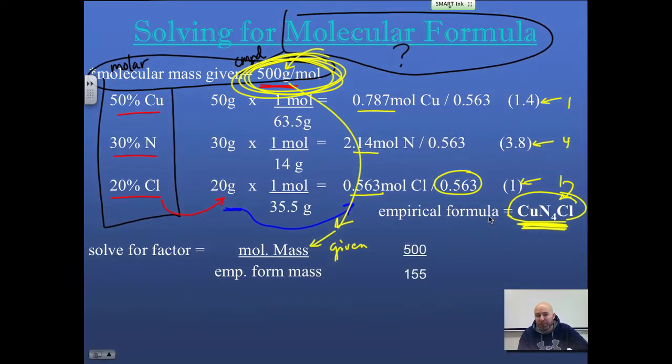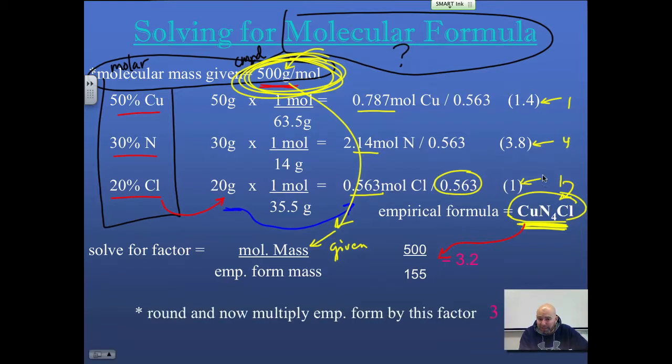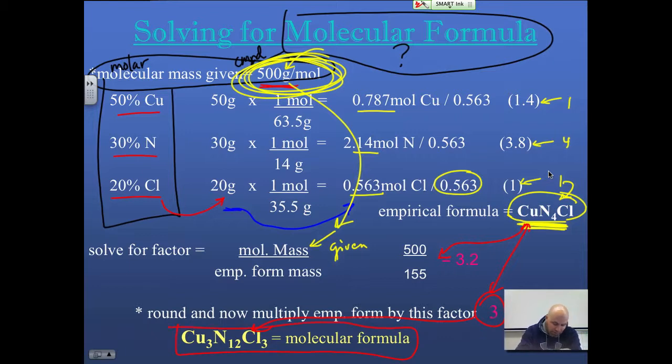So I think I have that right here. 500 divided by 155. When I've added all of this up, I get the 155. I divide and I get 3.2. I'm going to round that to 3. And there's my factor. So that 3 becomes the factor that I use to multiply to get my molecular formula. So my empirical was 1 to 4 to 1. Multiply that by 3, I get 3 to 12 to 3. So my molecular formula in this case would be Cu3N12Cl3.